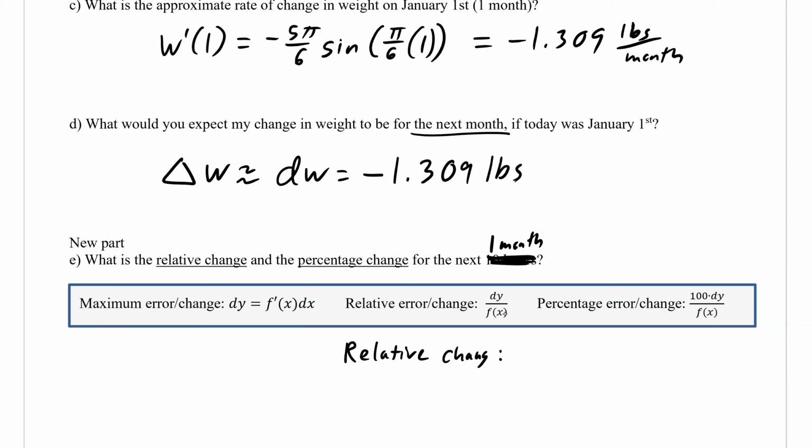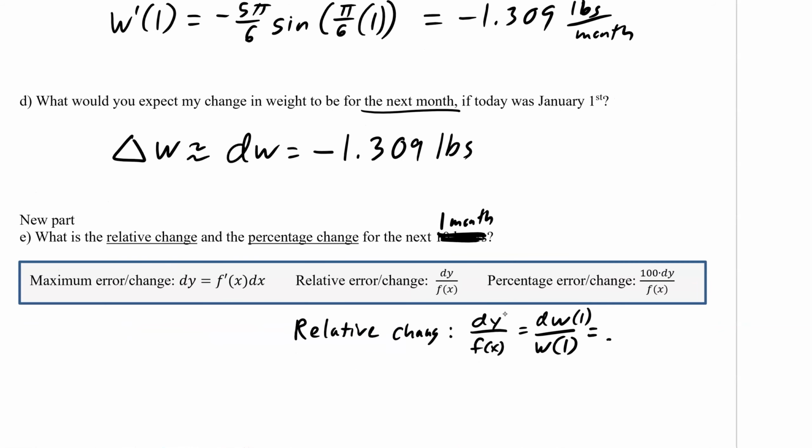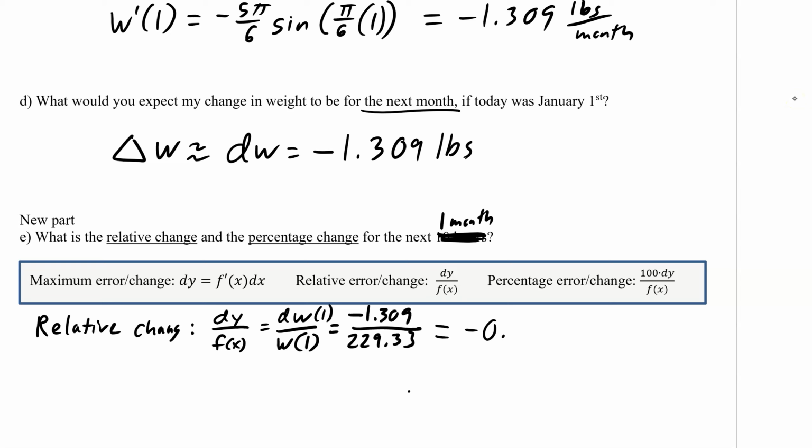If we want the relative change, then what we're looking for is your dy over your f of x. In this case, we're looking for dW over W, and we want to know what it is at 1 for each of them. You have to start with the same month. What is my weight at that time, and how much do you expect me to change? My current weight on January 1st is 229.33, and my expected change is 1.309. So that comes out to be negative 0.0057. What this represents is that it's not that big of an issue.